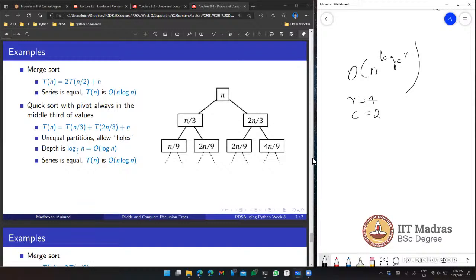If you go to the log level, that will be totally based on log of n, order of log of n. Yes, order of log of n.